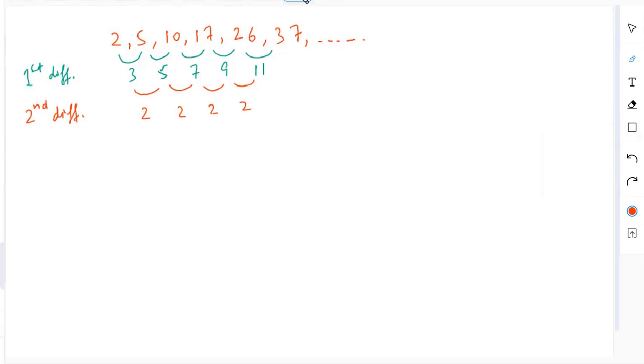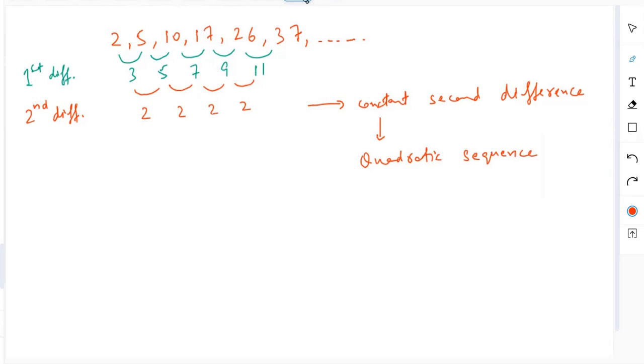Multiple methods exist for this. One way: once you have identified that the second difference is constant, if your second difference is constant and the first difference was not constant, that means it's a quadratic sequence. This kind of sequence is called a quadratic sequence. What does that mean? Its nth term will have n to the power 2. What will be the power of n? 2. Yes, exactly, Adam.